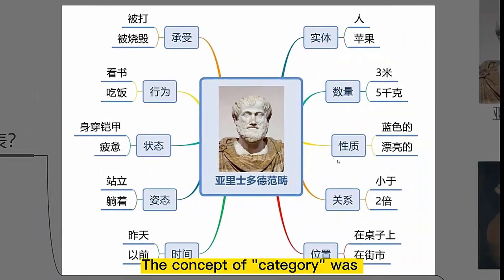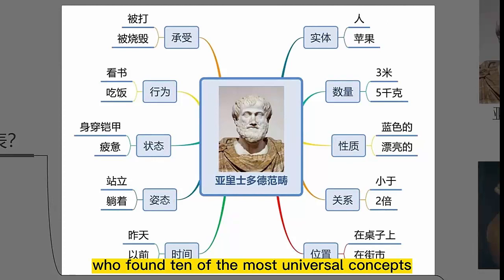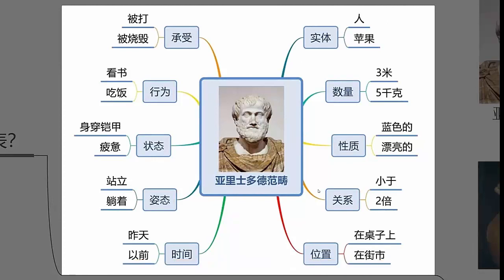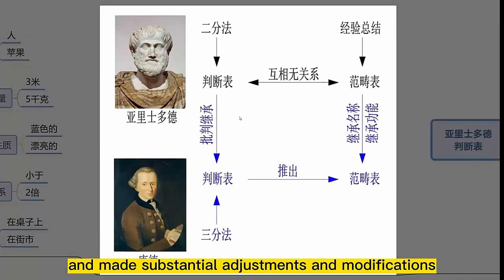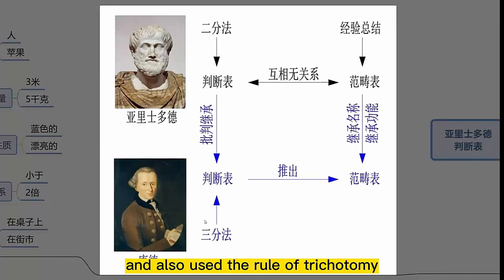The concept of category was first introduced to philosophy by Aristotle, who found 10 of the most universal concepts. Kant's critique inherited Aristotle's judgment table and made substantial adjustments and modifications, and also used the rule of trichotomy, which has the meaning of dialectic: positive, negative, and conforming.